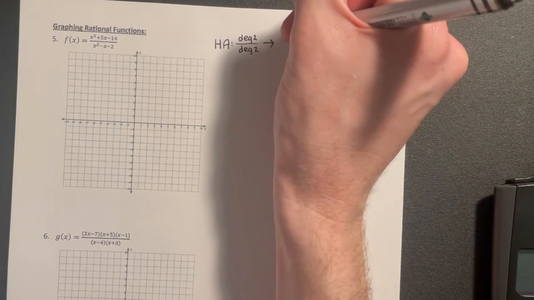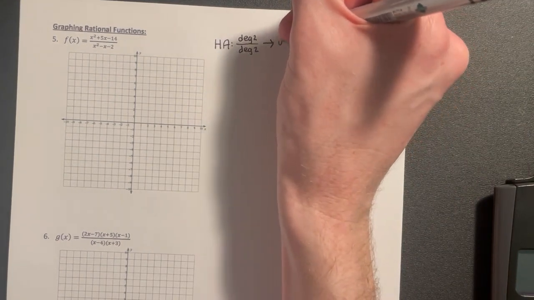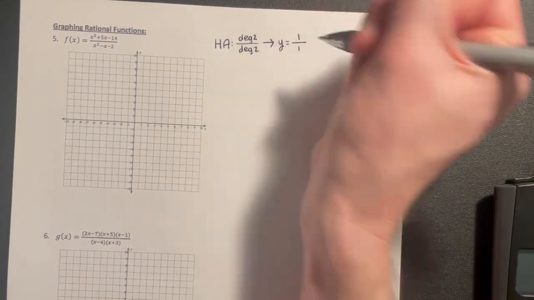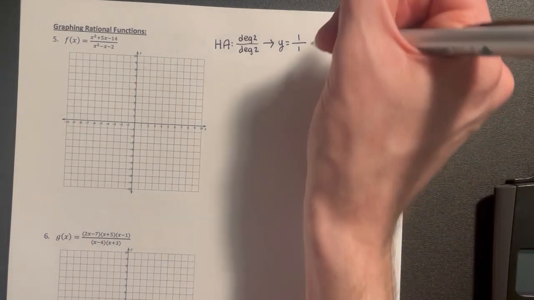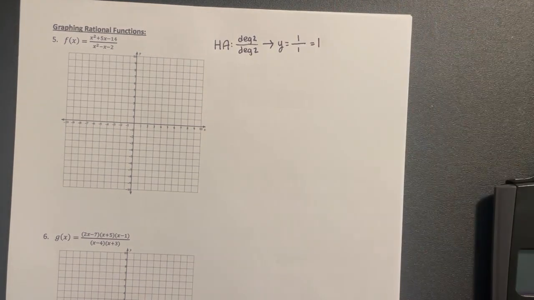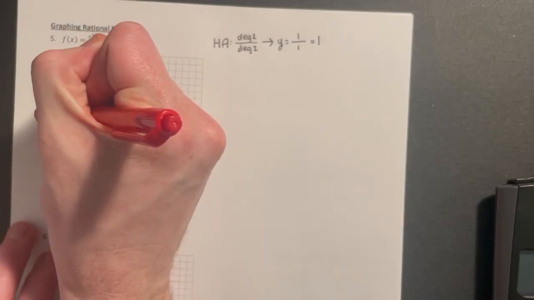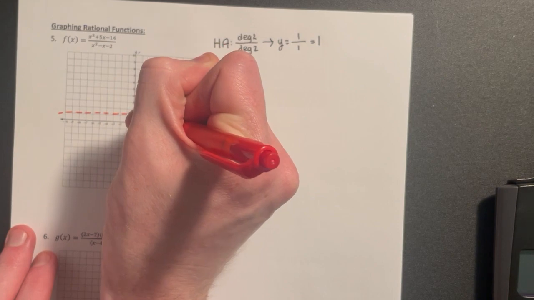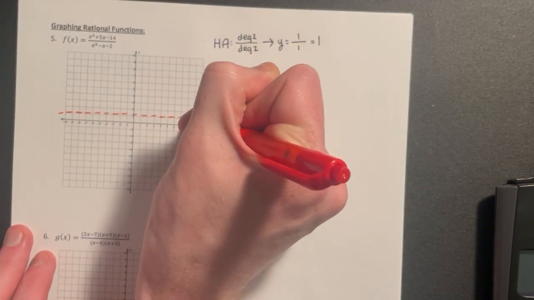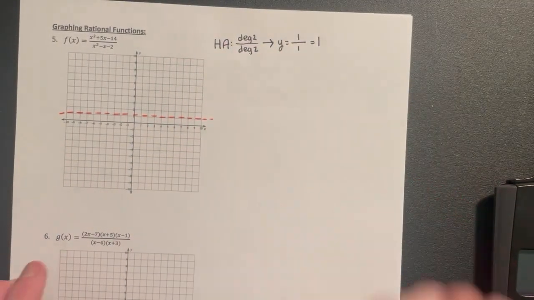We're going to use our leading coefficients. So on top we have 1x squared. On bottom we have 1x squared. So it's 1 over 1. Our horizontal asymptote is just y equals 1. I'm going to go ahead and put that on my graph. So I'll use this red pen for the horizontal asymptote here at y equals 1.